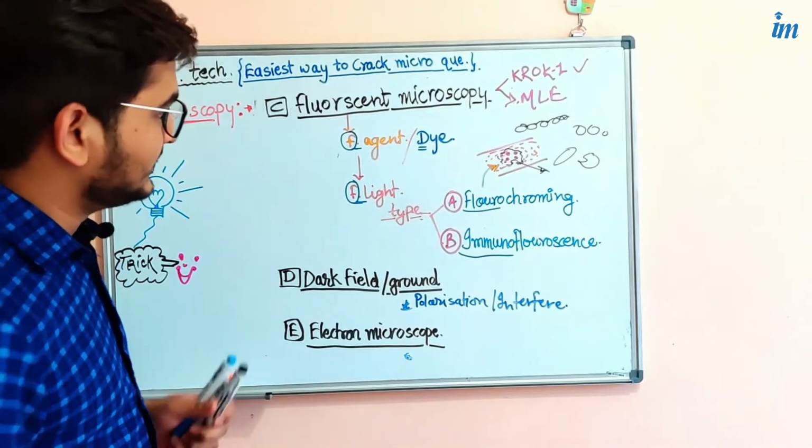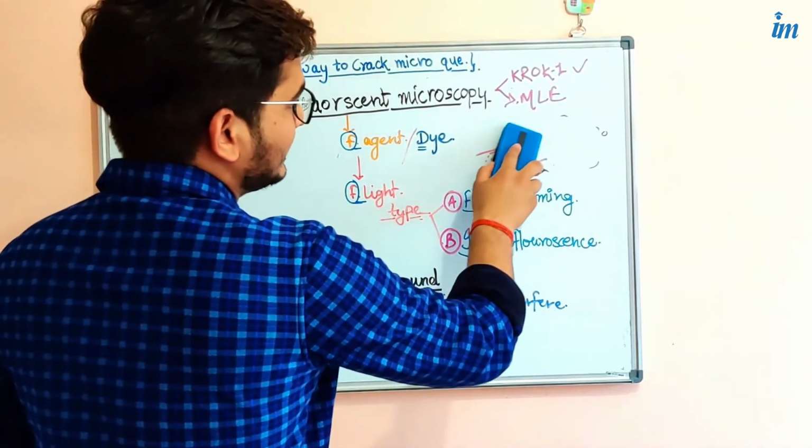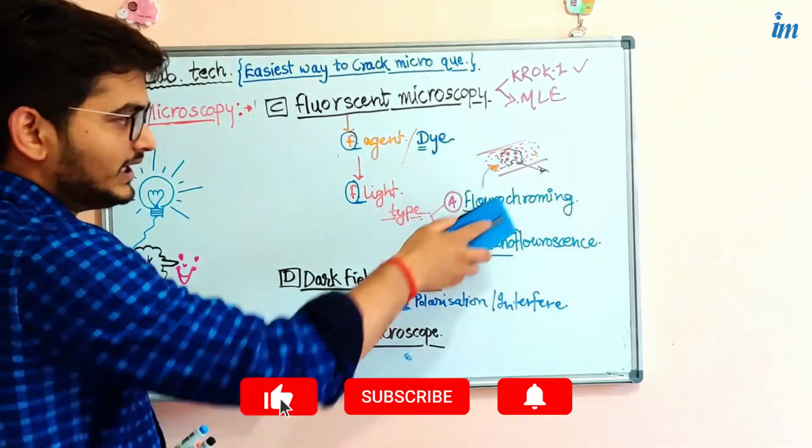So fluorescent concepts, on the behalf of that, here. Why is it important? I mean, why am I telling you about these things?